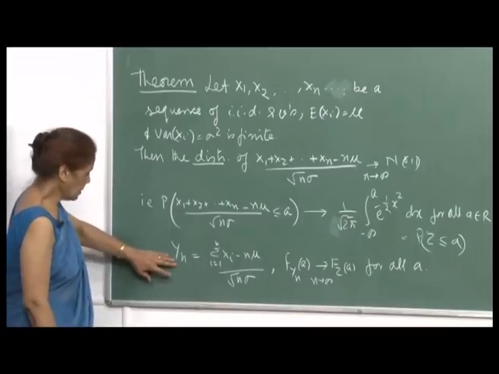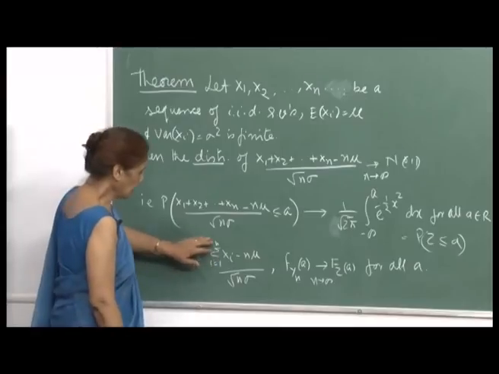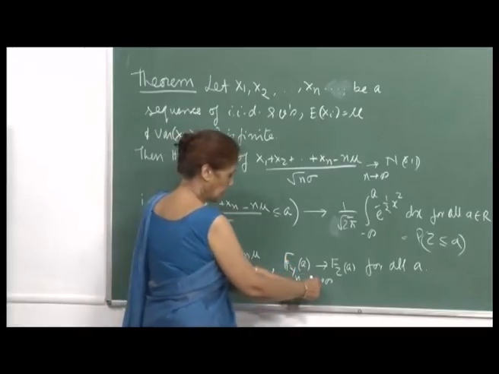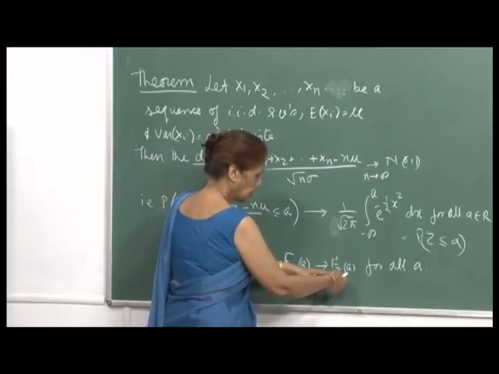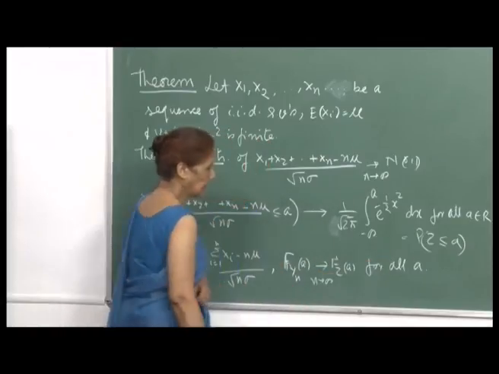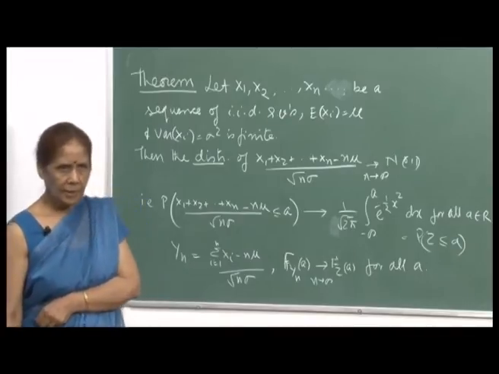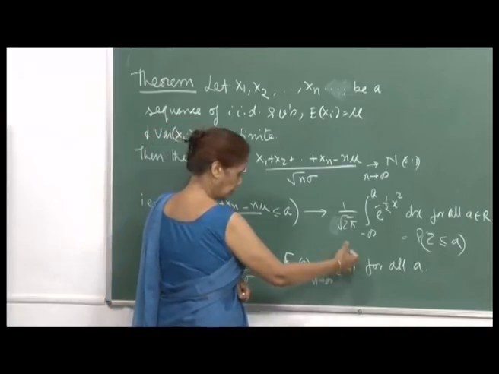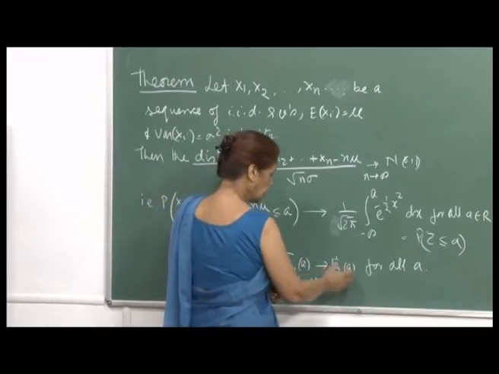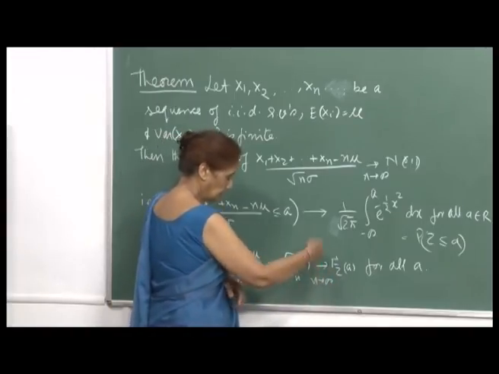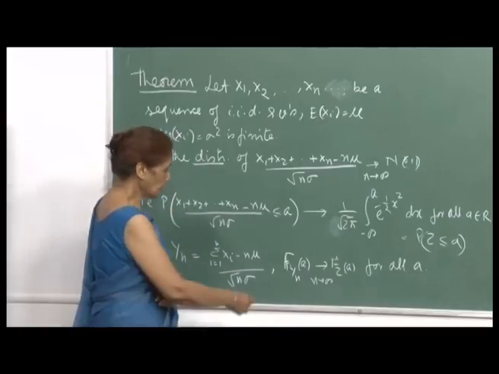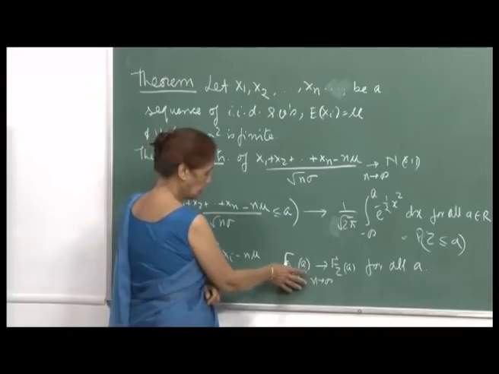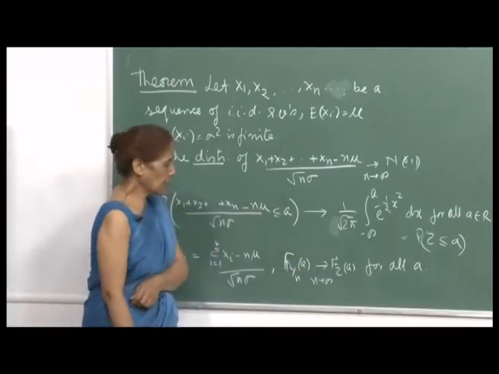Which I have written down here, that is, if you define your random variable y n as the sum of i varying from 1 to n of x i minus n mu upon root n sigma, then the cumulative distribution function of y n as n goes to infinity will converge to the cumulative distribution function of the standard normal variate z, and this is for all a. Remember, earlier I had defined convergence in distribution or in law, which said that the cumulative distribution function of a sequence of random variables converges to a particular cumulative distribution function.